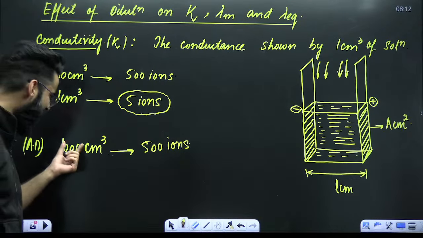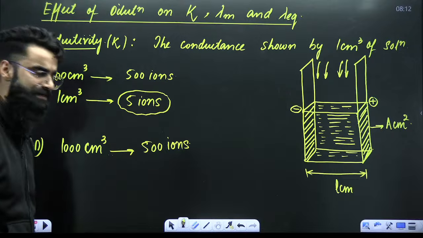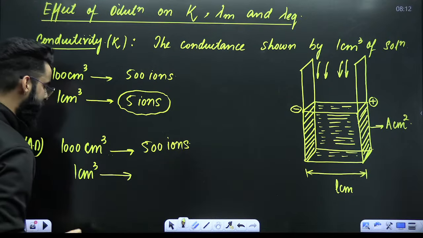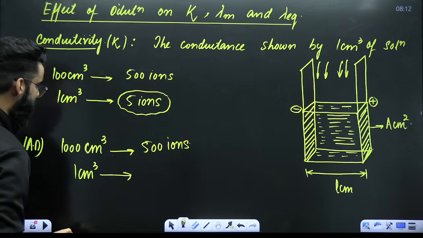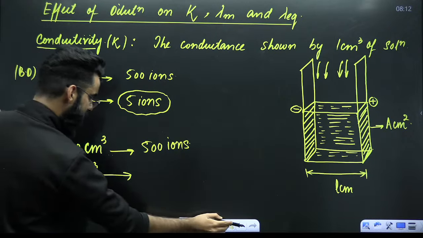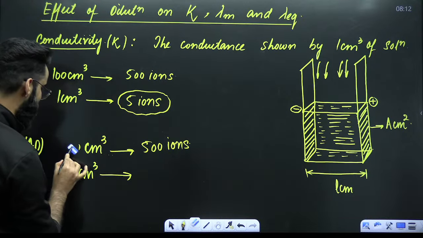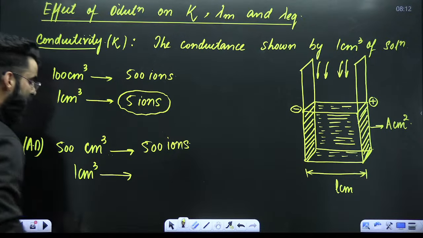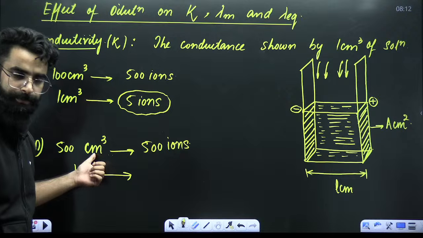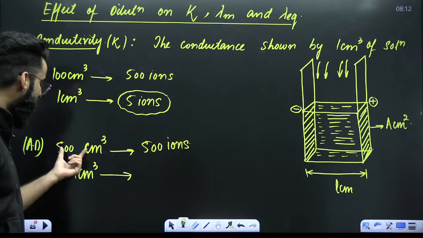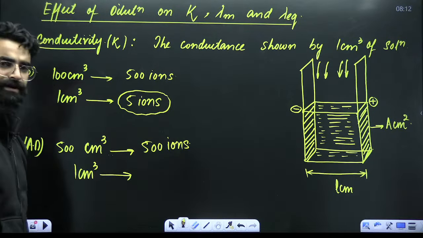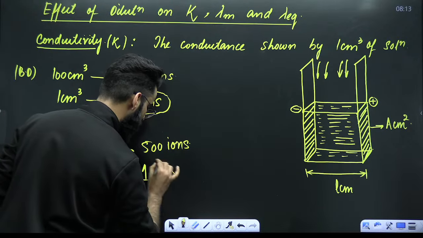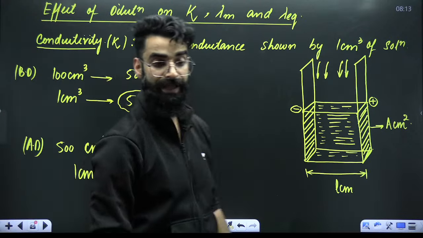Tell me one thing. If in 1000 centimeter cube there are 500 ions, in 1 centimeter cube of solution how many ions will be there? Let me not call it 5000. Just a second, otherwise the calculation will be wrong. Let's say after dilution, the volume of the solution is 500 centimeter cube. So 500 centimeter cube of solution contains 500 ions, and 1 centimeter cube of solution will contain 1 ion.